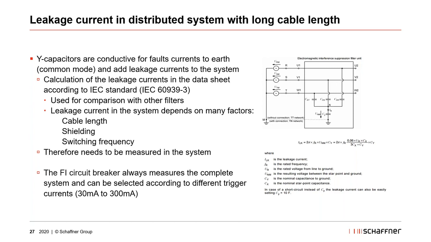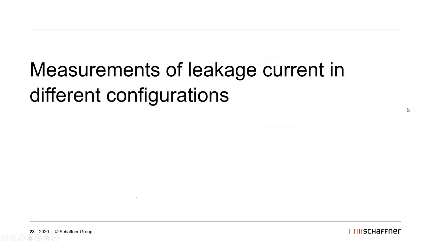The circuit breaker or the fault indication circuit breaker always measures the complete system and can be selected according to different trigger currents. So you might have 30 milliamps or 300 milliamps. 30 milliamps is because of safety for humans, and 300 milliamps is because of safety for fire. So there we need to distinguish which kind of installation you have, and then you can select filters accordingly.